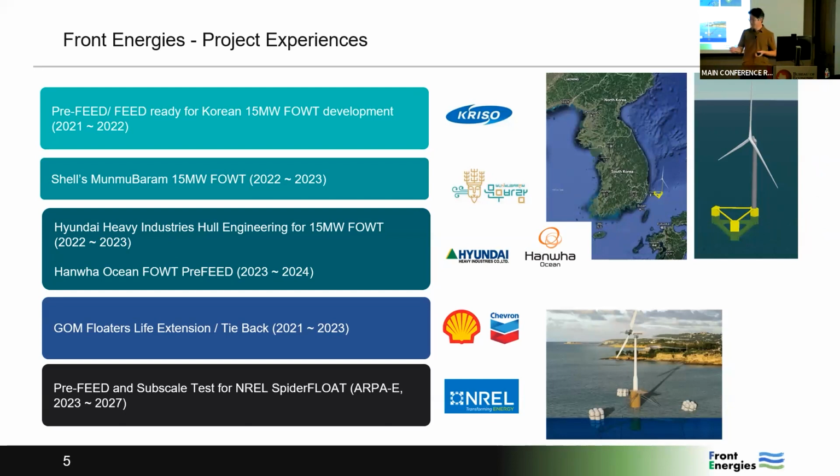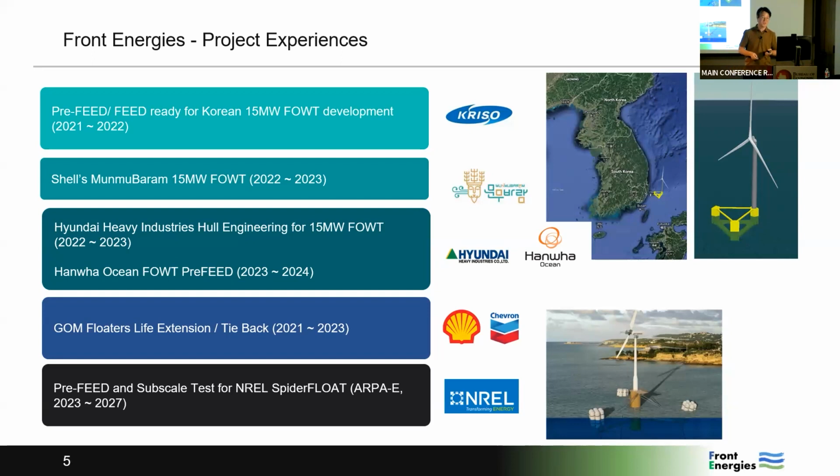So KRISO, the Korean government research institute, wanted to build their own design. At that time, Korea did not have its own design for this floating wind turbine structure, let's say the substructure, the floating structure. Many foreign companies like Total and Technip joined this project, and they have their own floaters. But Korea does not have it. So they wanted to build their own design. That's why they contacted us to design those floaters.